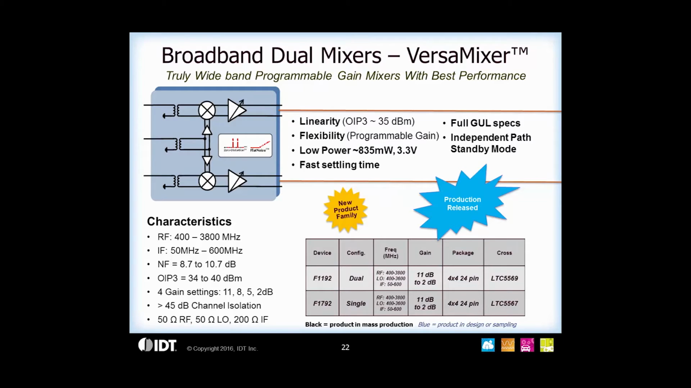IDT's Versa mixers have extremely wide bandwidth. As you see on the slide, the RF bandwidth is from 400 megahertz to 3800 megahertz. The IF bandwidth is from 50 megahertz to 600 megahertz. And the LO bandwidth is from 400 megahertz to 3600 megahertz. Now this is the widest bandwidth mixer from IDT, and we are able to provide you this bandwidth for LO, RF, and IF frequencies with the same bill of material. You do not have to change any external components.